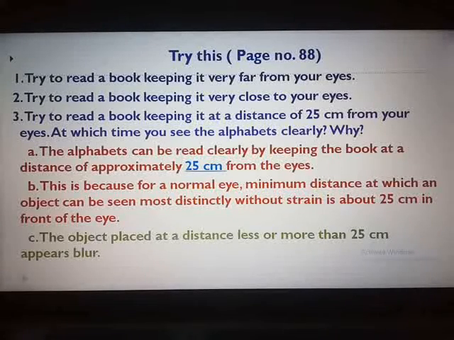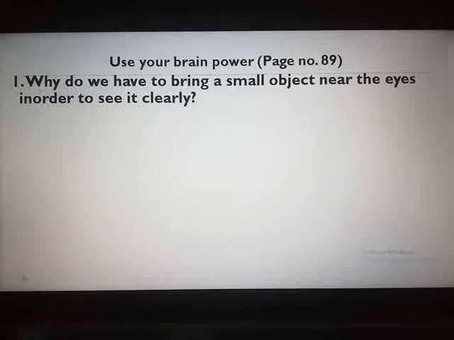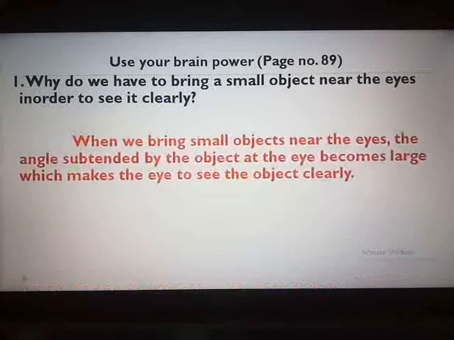Our next activity is on page number 89. Use your brain power. The first one, why do we have to bring a small object near the eyes in order to see it clearly? You have studied about the apparent size of an object. Just above the use your brain power activity, you have that paragraph. Somewhere you have to link the topic.